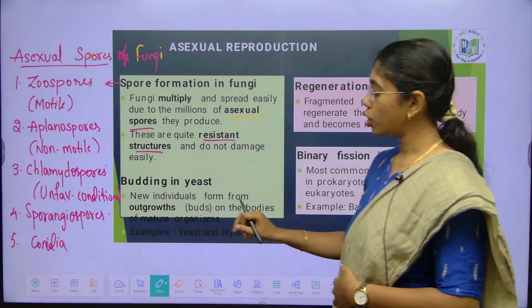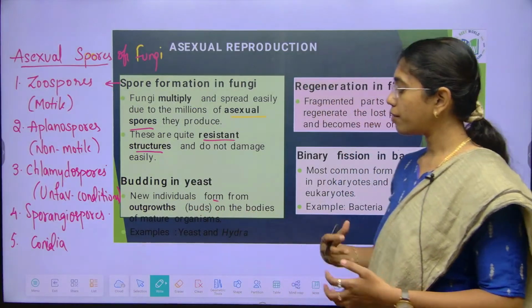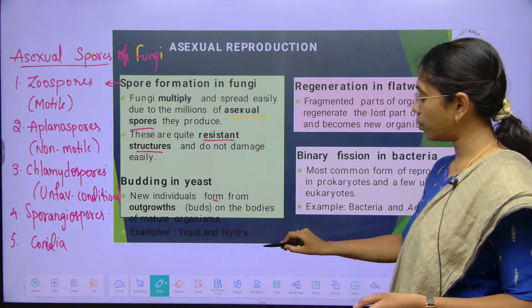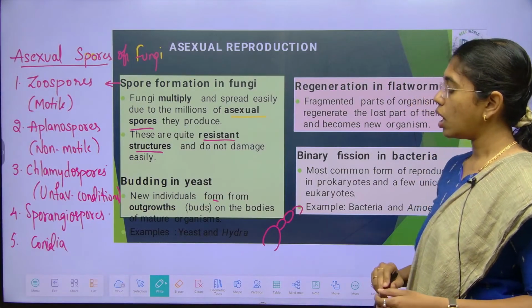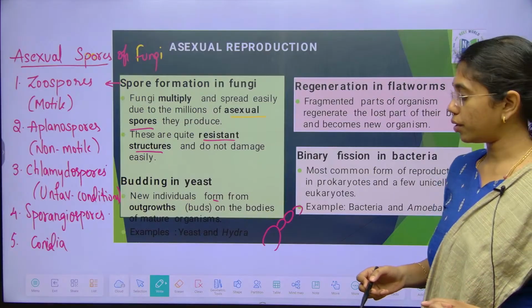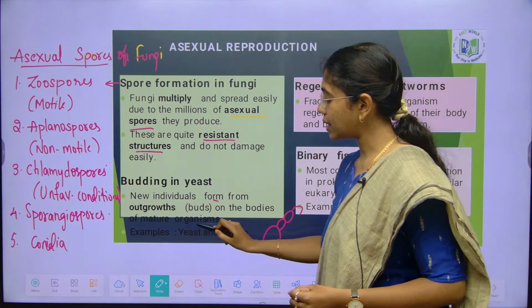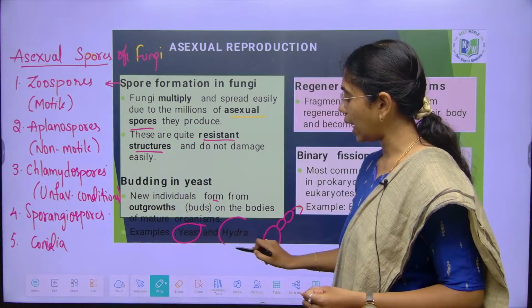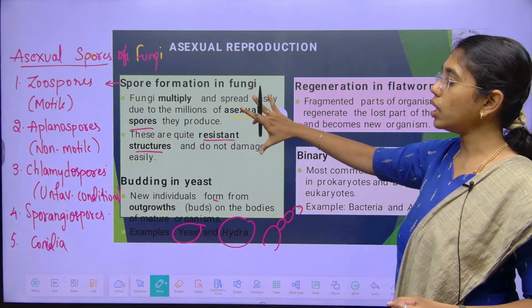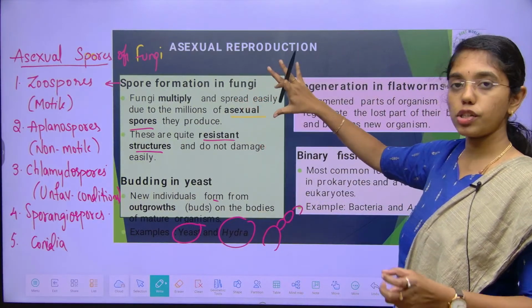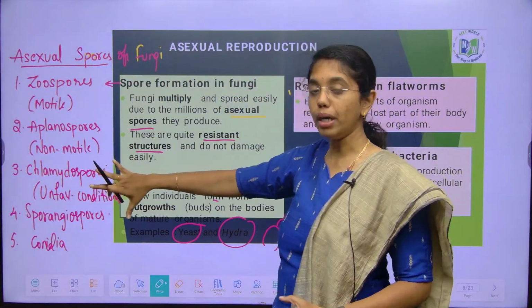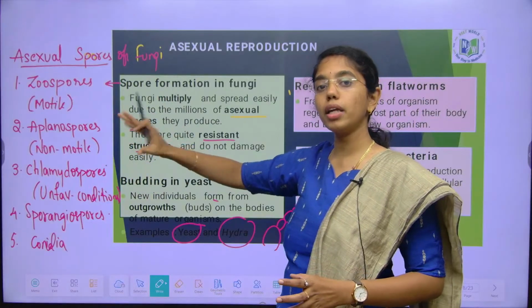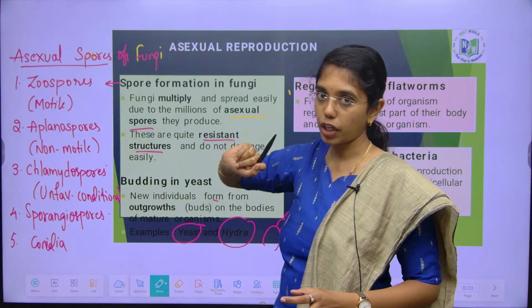Budding in yeast: new individuals form from outgrowths of buds on the body, and they mature into organisms. For example, yeast and hydra. So, for spores, the best example given is fungi. All the asexual spores of fungi I have listed, you remember them. This will be helpful when you are learning the fungi concept from the biological classification chapter.